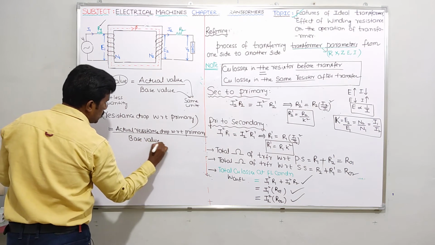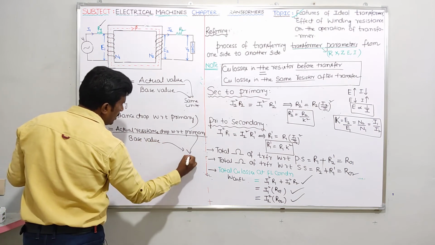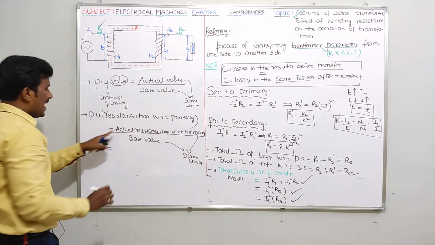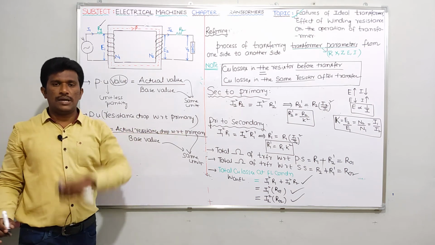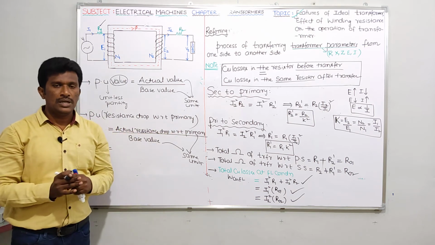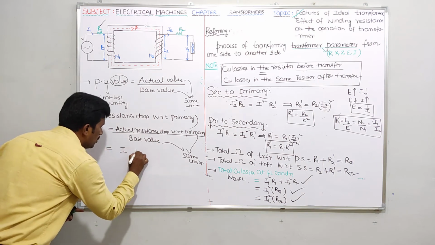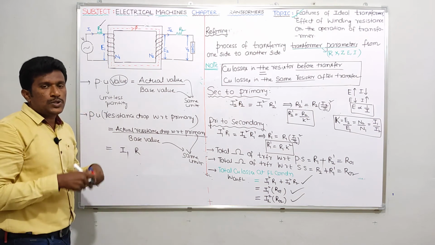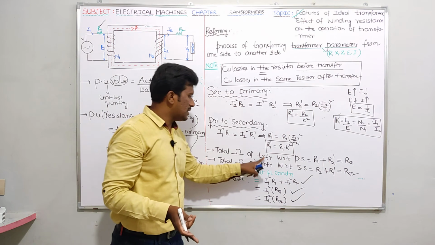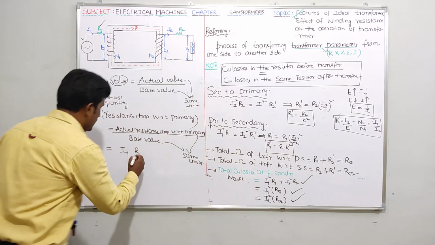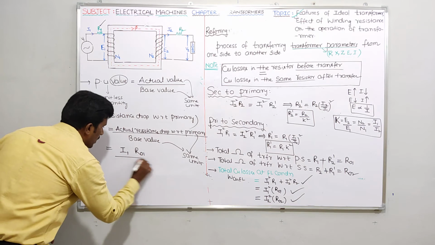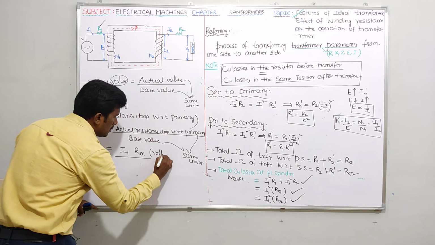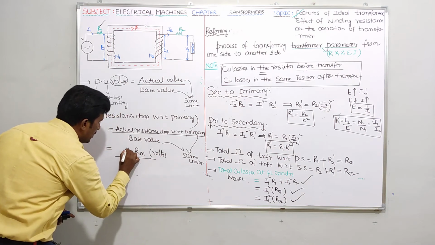And I told you these two should have the same units, no? So tell me guys, what is the actual resistance drop with respect to primary? Drop means what? Simply IR, no? That's it, IR. I am asking with respect to primary, therefore current becomes I1. What is the total resistance of the transformer with respect to primary side? R01. Simply I1 R01 divided by, okay. Tell me guys, since I1 R01, what are the units? Volts.